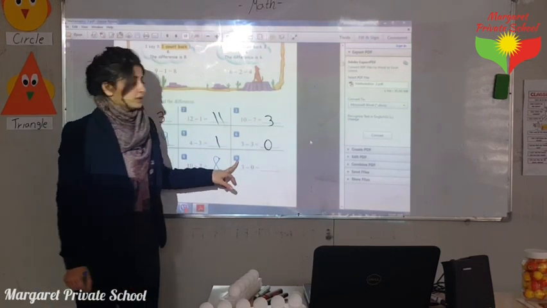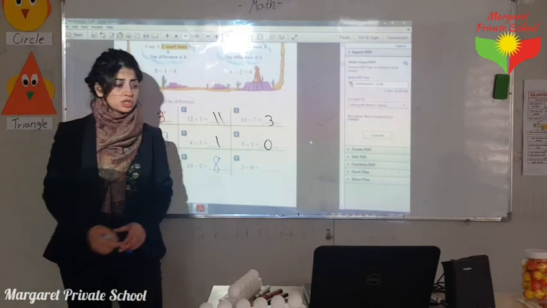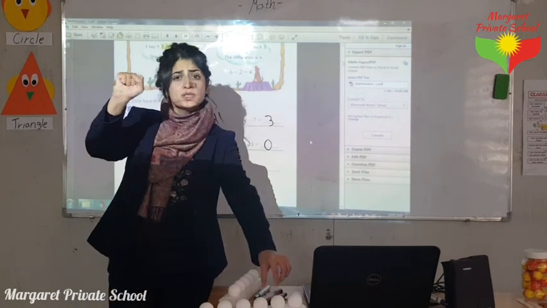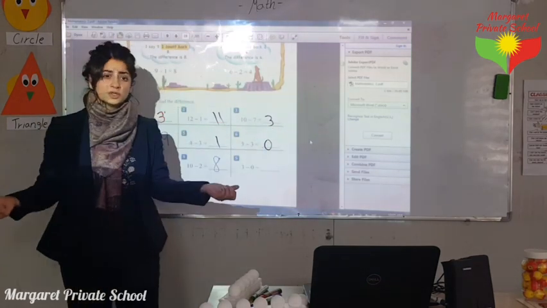And this number 9, we have 3 minus 0. 3 from brain and not 3 from hand. So 3 minus 0 is also equal to 3.